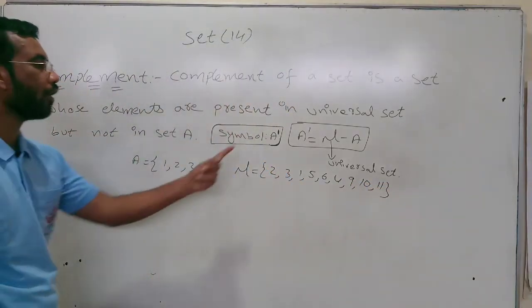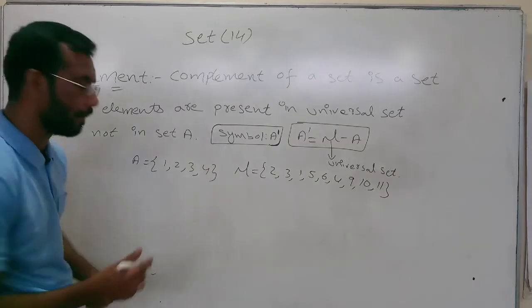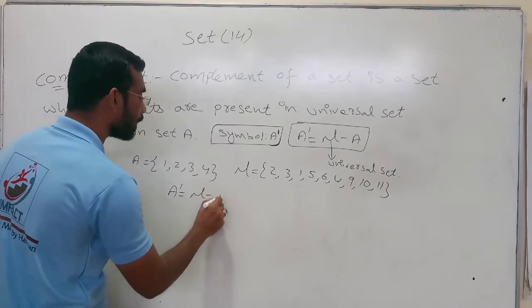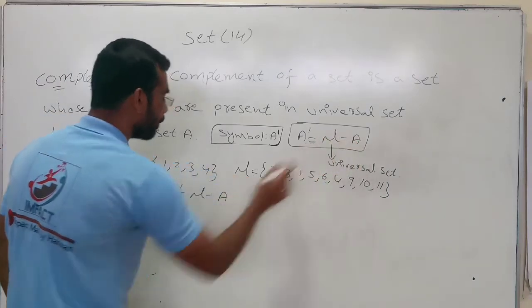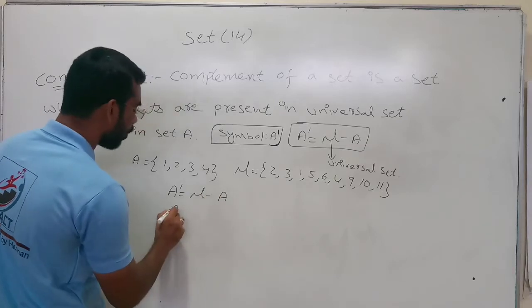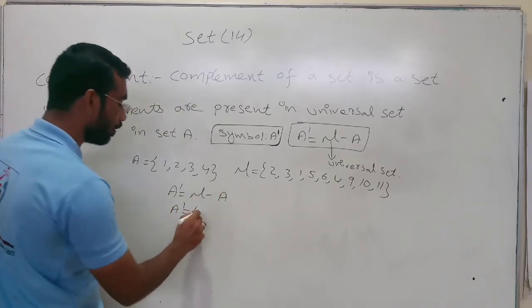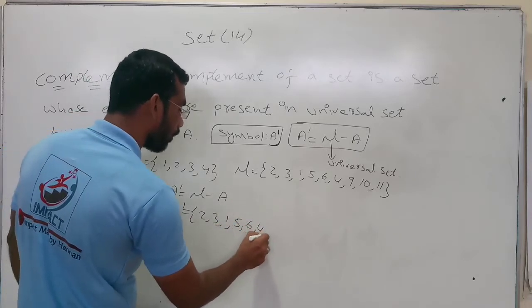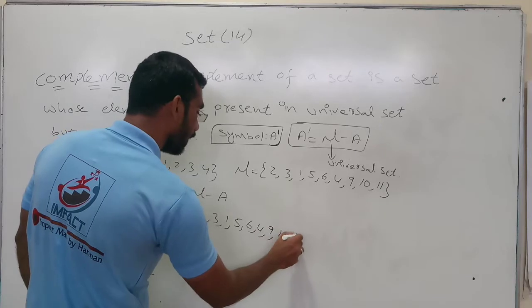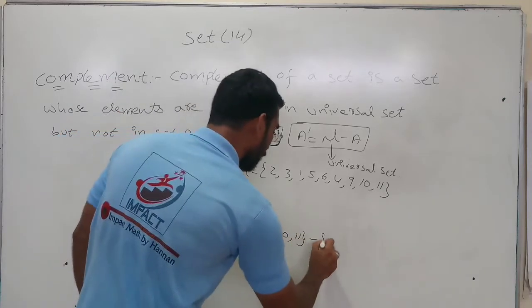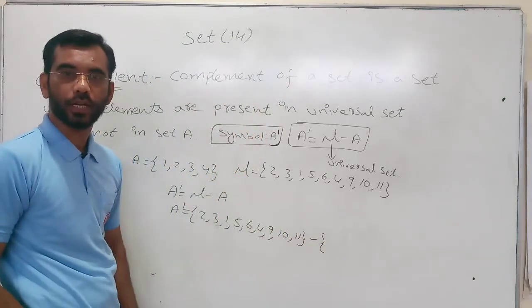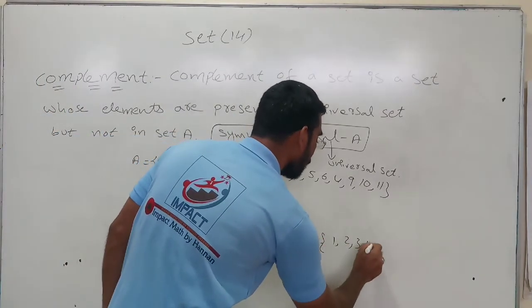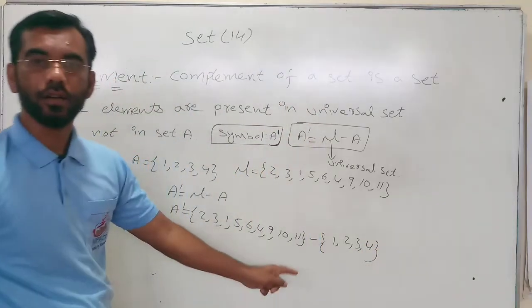Now if I want to find out A complement, how to find it? A complement is equal to mu minus A. Then A complement is equal to mu, which is 2, 3, 1, 5, 6, 4, 9, 10 and 11, minus A. What are the elements of A here? What have we taken? 1, 2, 3 and 4.